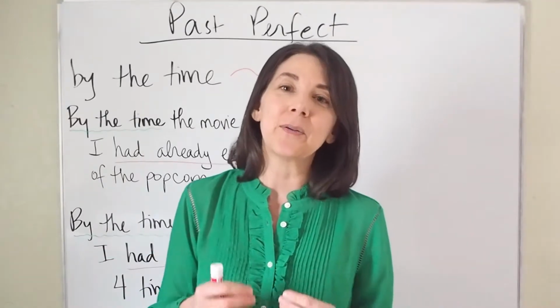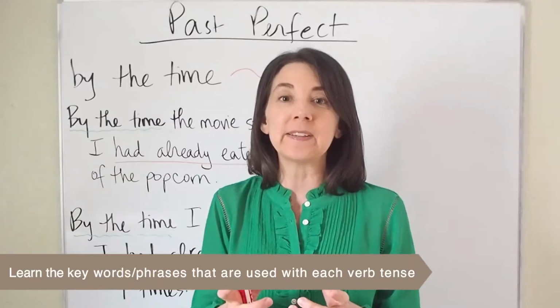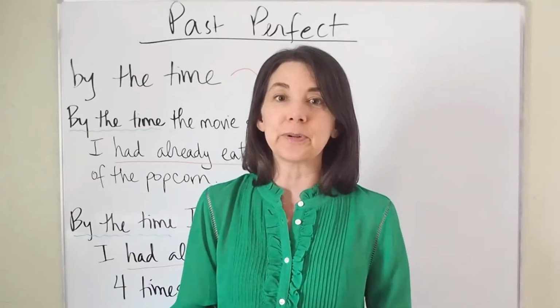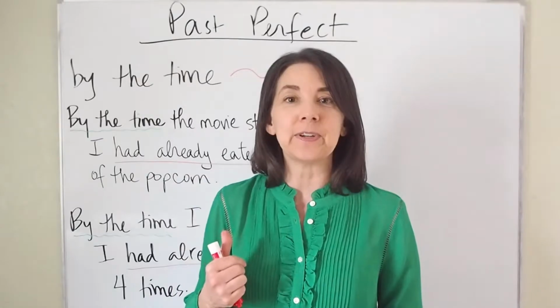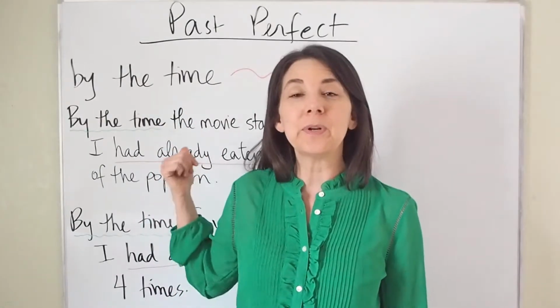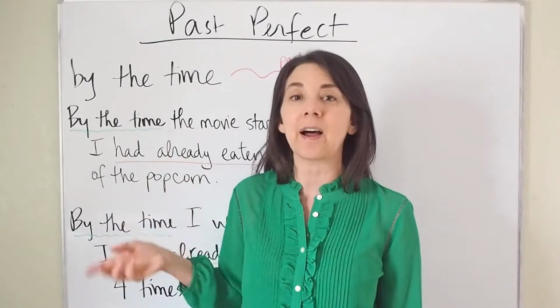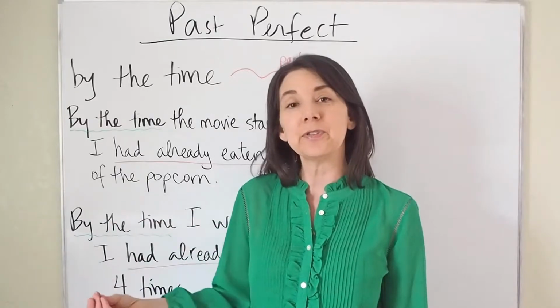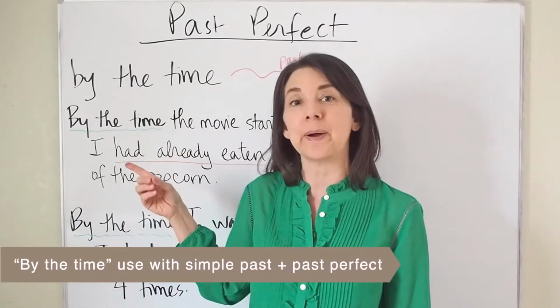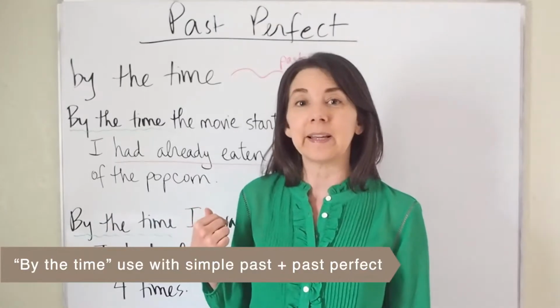Another thing you want to think about when you're learning verb tenses is that there are some key words or phrases that we use with certain verb tenses. And for past perfect, you need to know the phrase by the time. Often when we use by the time, we're going to use past perfect, and we don't use by the time with simple past. So if you're talking about the past and you use by the time, you should use past perfect. So let's see an example.